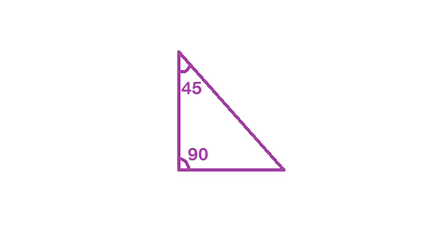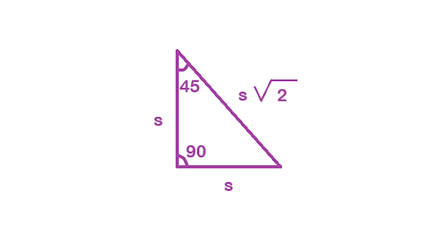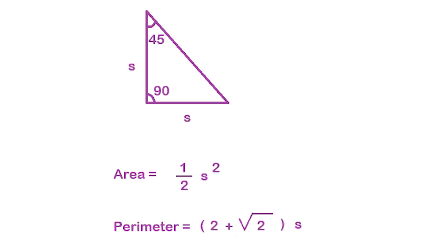Might as well proceed and try a specialized proportion triangle. We'll try a simple 45, 45, 90 triangle because that's the easiest one I know. Call one of the legs S. This triangle has sides S, S, and S square root of 2. Area would be 1/2 S squared, and perimeter would be (2 plus square root of 2) times S.